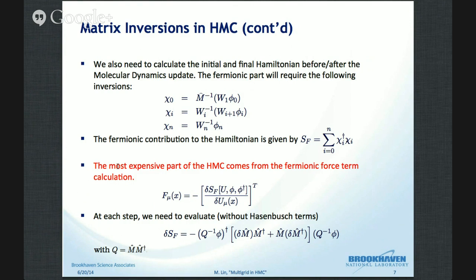So here, you want to see how much the action changes when you change the gauge links. And so you can evaluate the change in action. If you write it out in terms of the matrices and the pseudo-fermion fields, you'll find something like this. This doesn't have the Hasenbusch term, so this is just the regular pseudo-fermion action. And Q here is M M dagger, or M dagger M, depending on which convention you use. And you see here, you'll need the inversions. Basically, you need these matrix inversions at every integration step.